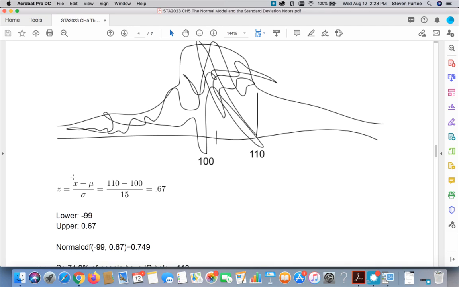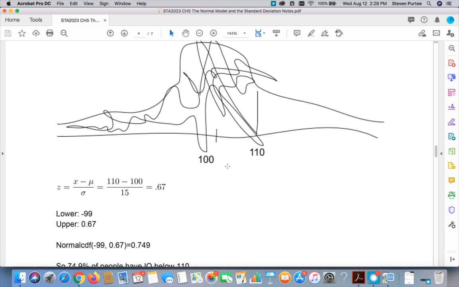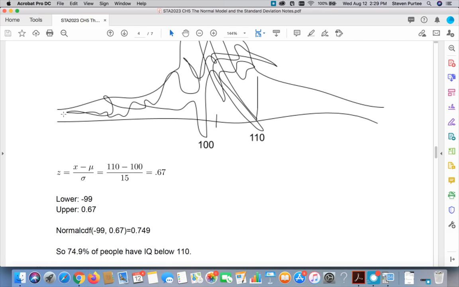I find my z-score, the one I want, minus the one in the middle, divided by my standard deviation, 0.67. Somebody with an IQ of 110 is 0.67 standard deviations above the mean. My other z-score, the lowest thing I shaded, all the way down to negative infinity. So my lowest thing I shaded is negative 99. We can't type infinity in the calculator, so we just type in a big negative number. Down here is negative 99 z-scores. Up here is positive 99 z-score.